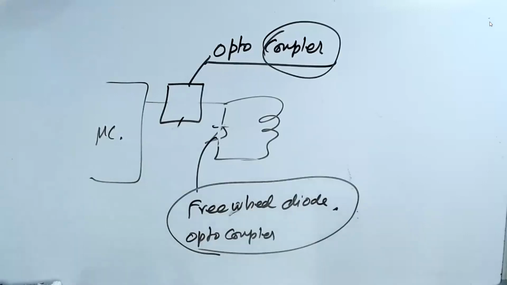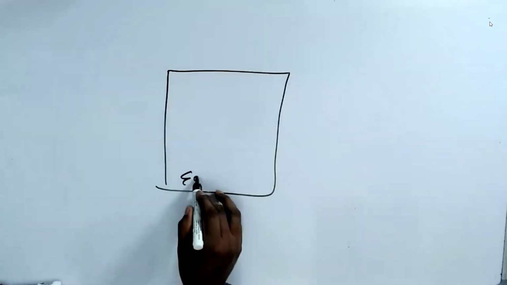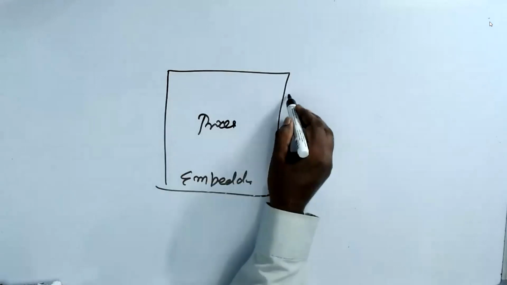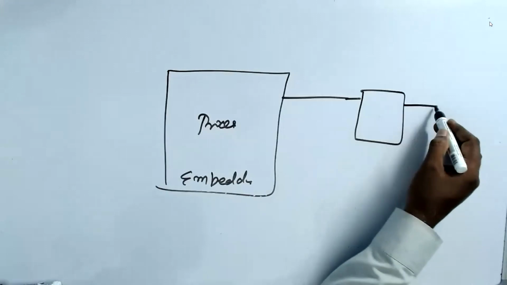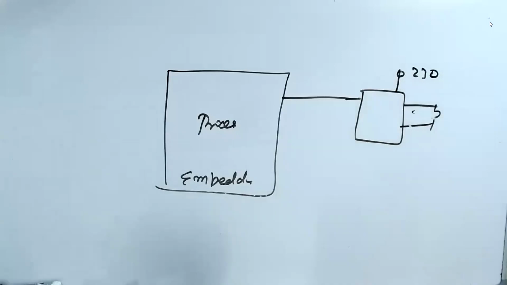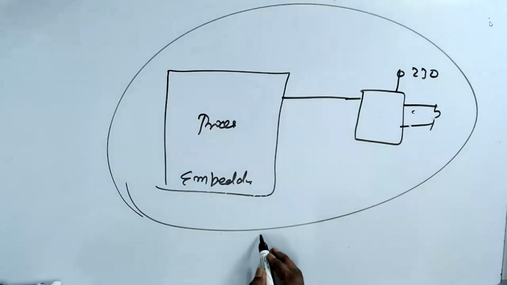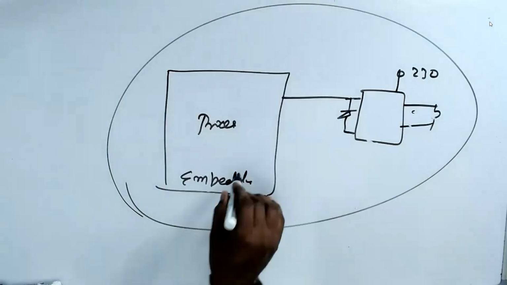So these are all called, I told you now, here is a small trick. We call this an embedded system. This is a process. When you connect this relay and a bulb and you supply 230 volts here, it goes like this. You connect a diode here for the freewheeling. This is called an embedded system.